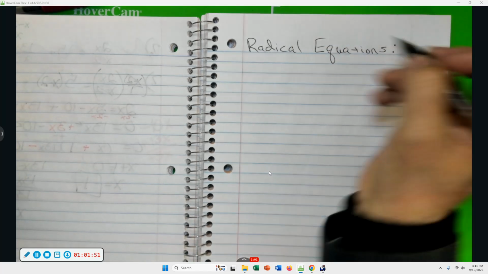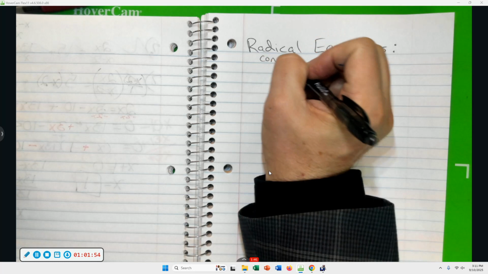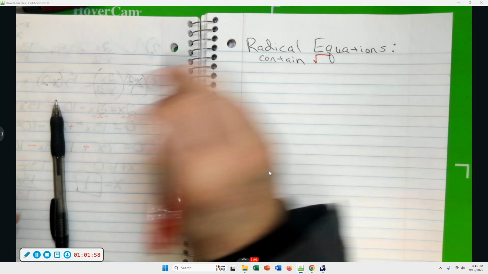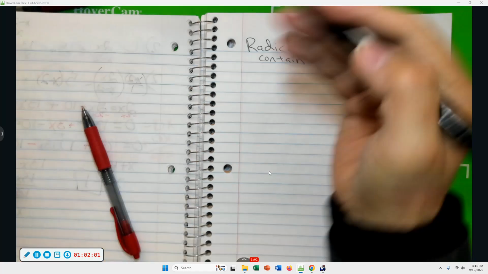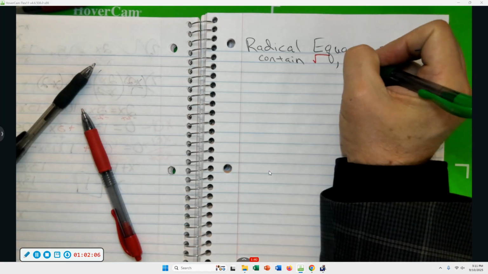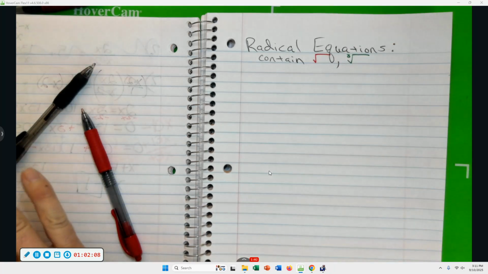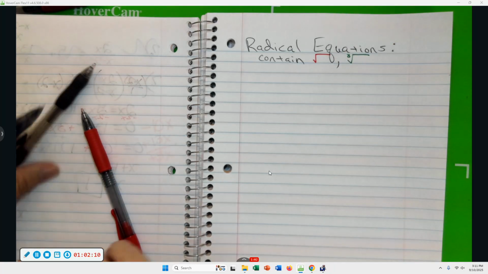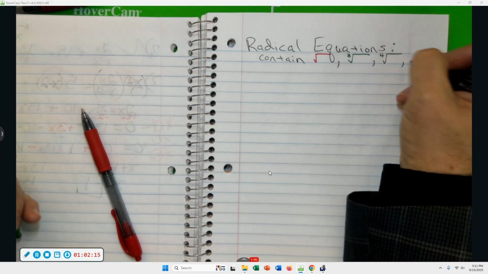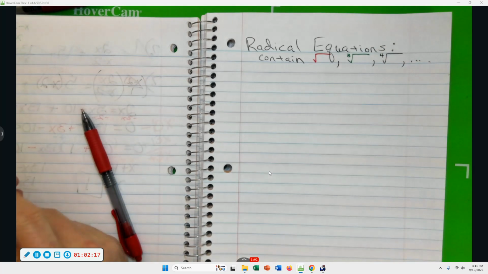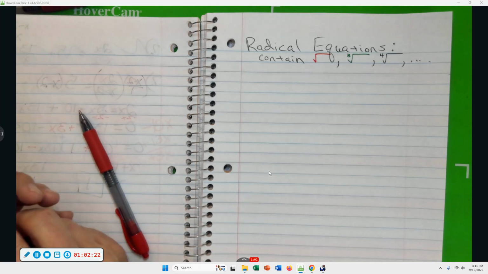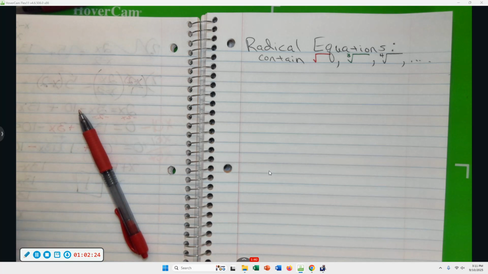And that means they contain square root symbols, or you could have a cube root symbol. We're going to have some cube roots here. Cube roots get a bad rap. They're a lot easier than square roots, but people dislike them. Fourth roots, and so on. I don't think we're going to see anything other than square roots, cube roots, or fourth roots.